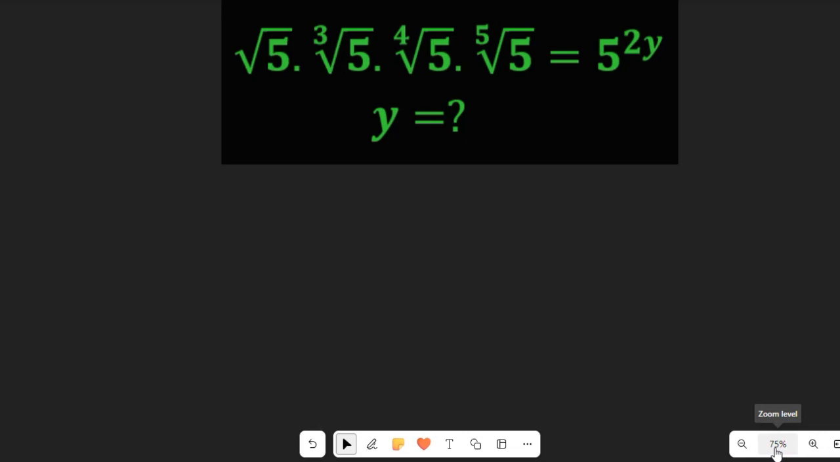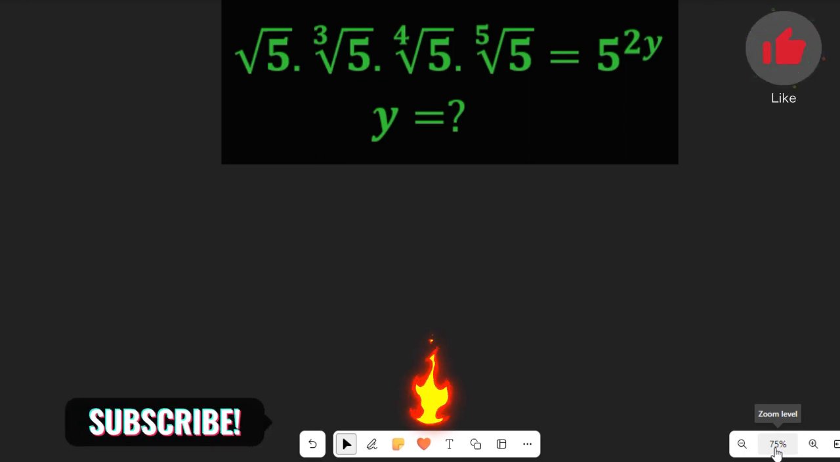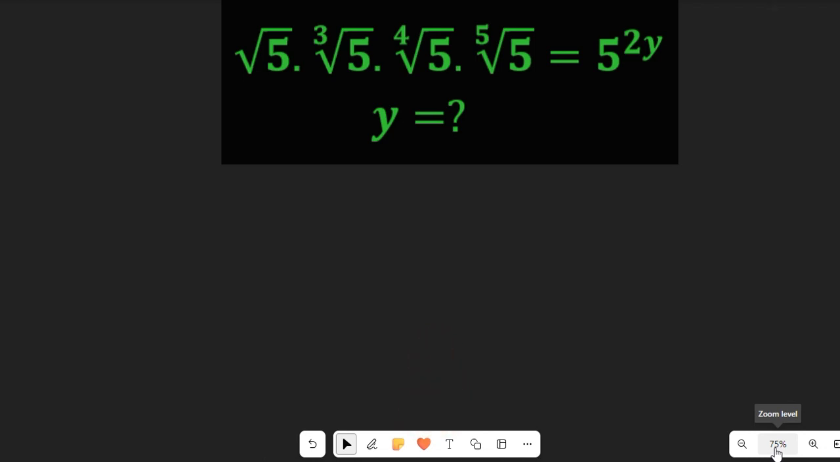In this video, we will learn how to solve this nice radical equation. If you look at the square root of 5, it looks like the square root of 5 is progressive. We have the square root of 5, the cube root, the fourth root and the fifth root, and it is equal to 5 to the power of y. Now, how do we find the value of y? Let's get started. From this expression, we are asked to find the value of y.